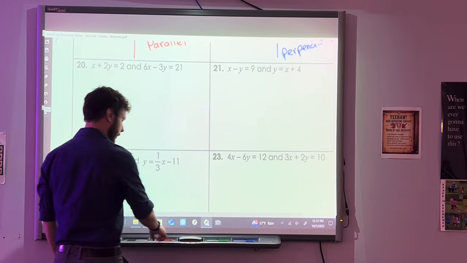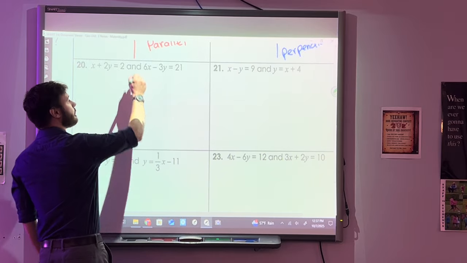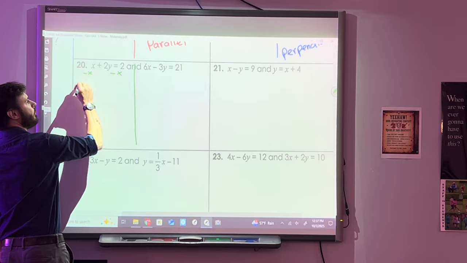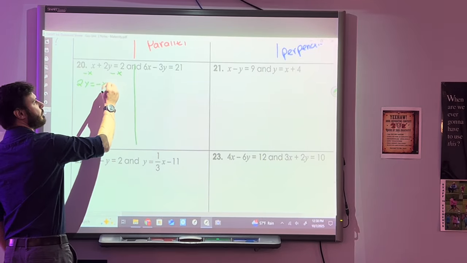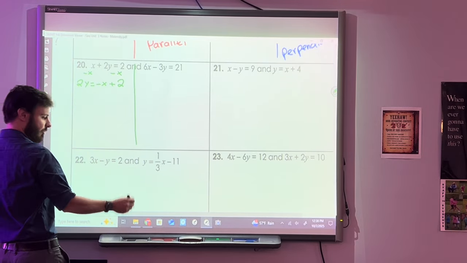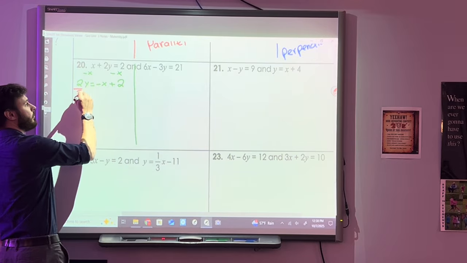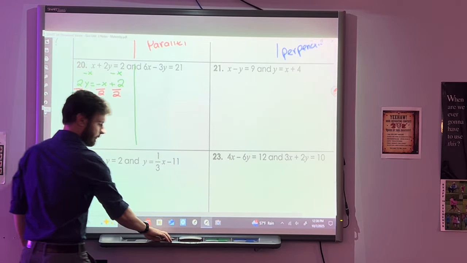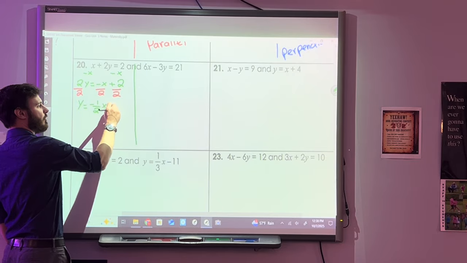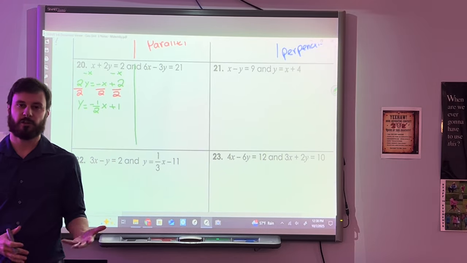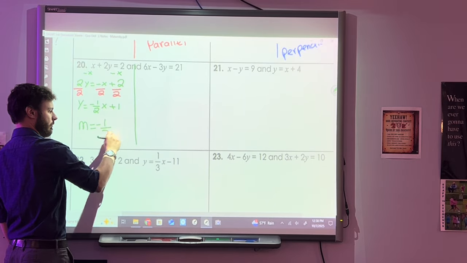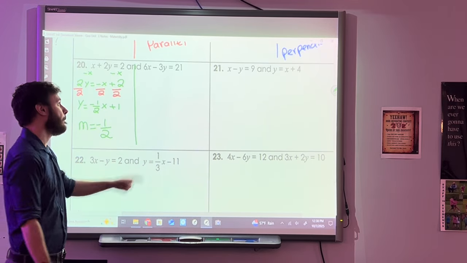All right, these ones are going to take a little bit of work. I want to get the y all alone. Subtract the x. And then I need to divide by whatever's in front of the y. Y equals negative 1 over 2x plus 1. Okay. So that's the equation of the line. The slope is whatever's attached to the x. Okay. Let's see what this one looks like when we're done with it.